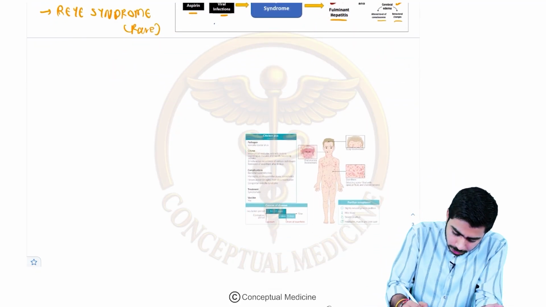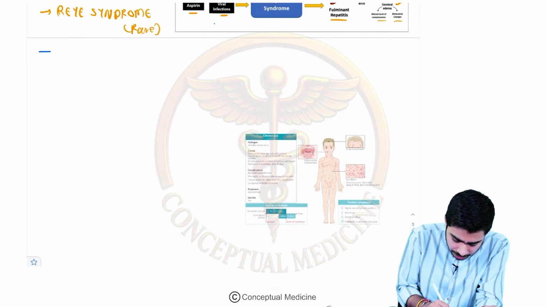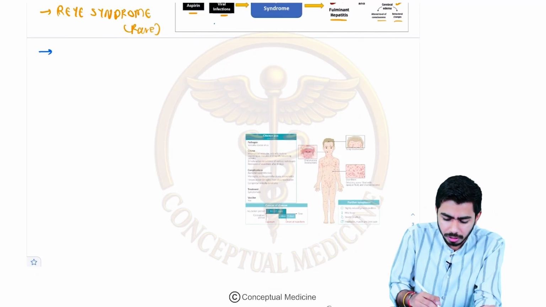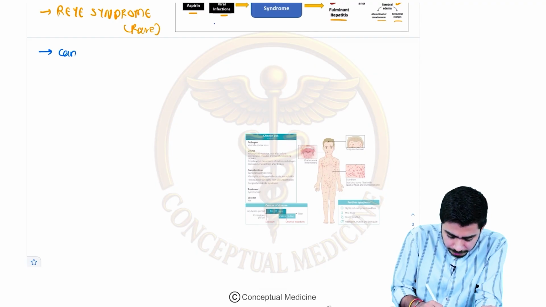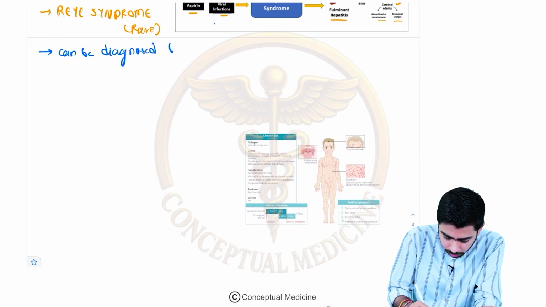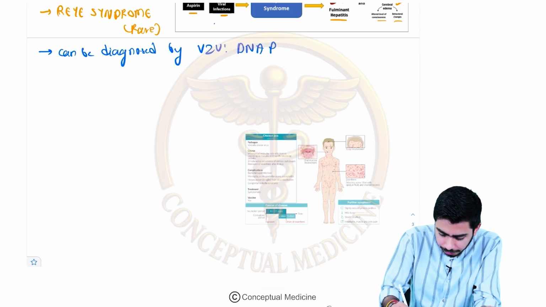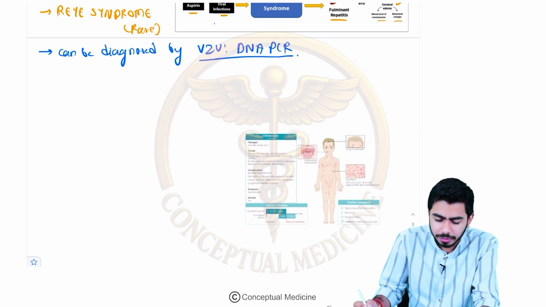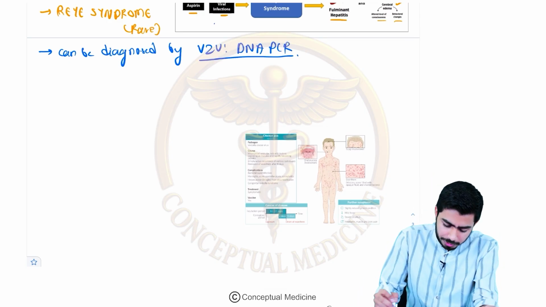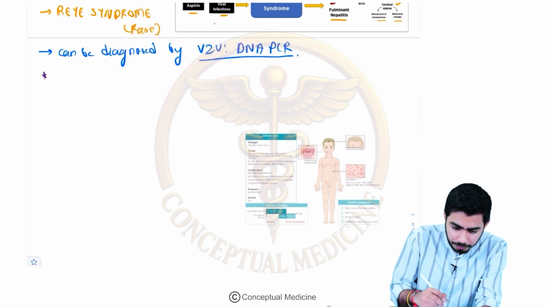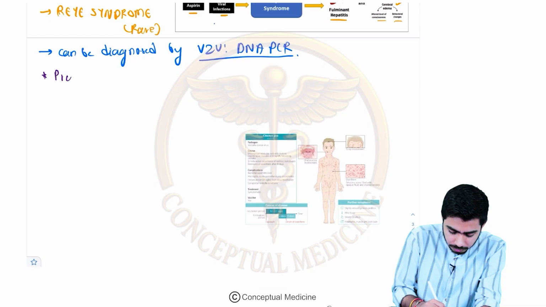Okay, so how can you diagnose chickenpox, guys, basically? It can be diagnosed by the varicella zoster virus DNA PCR technique. Okay, fine. Now, next point which we can discuss is the prevention part. So how can we prevent it basically? Okay, so the prevention part over here.